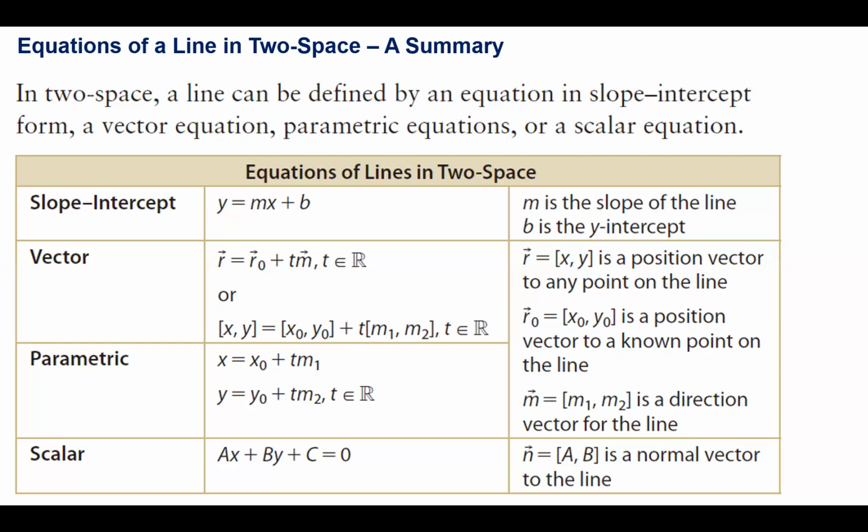And the vector r naught, whose coordinates are x naught, y naught, is a position vector to a known point on this line. And the vector m, whose two components are m1, m2, is a direction vector for this line. And last, we have the scalar form of the equation of a line, which is ax + by + c = 0. And if you have this form of equation for this line, we automatically know that a vector n whose components are a and b, which are the coefficients for x and y, is a normal vector to this line.